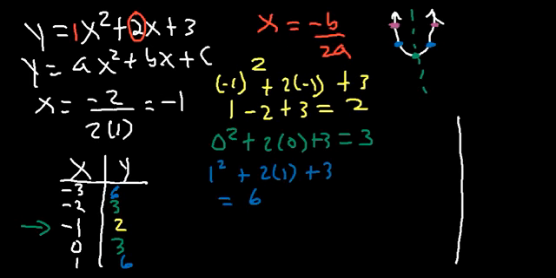Alright, so let's make our graph. The majority of the graph is at the top. So 1, 2, 3, 4, 5, 6.